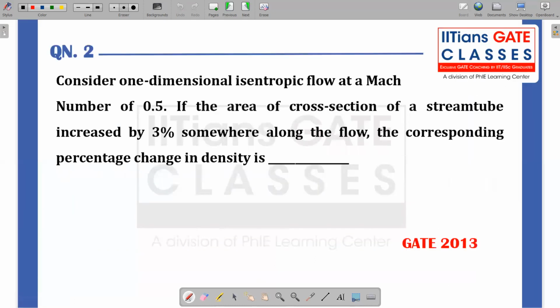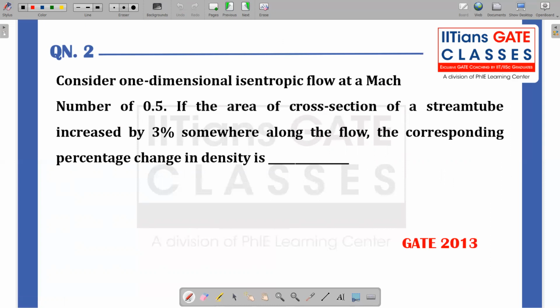Okay, so now let us look at another question. Consider one-dimensional isentropic flow at a Mach number of 0.5. If the area of cross-section of a stream tube is increased by 3% somewhere along the flow, the corresponding percentage change in the density is.